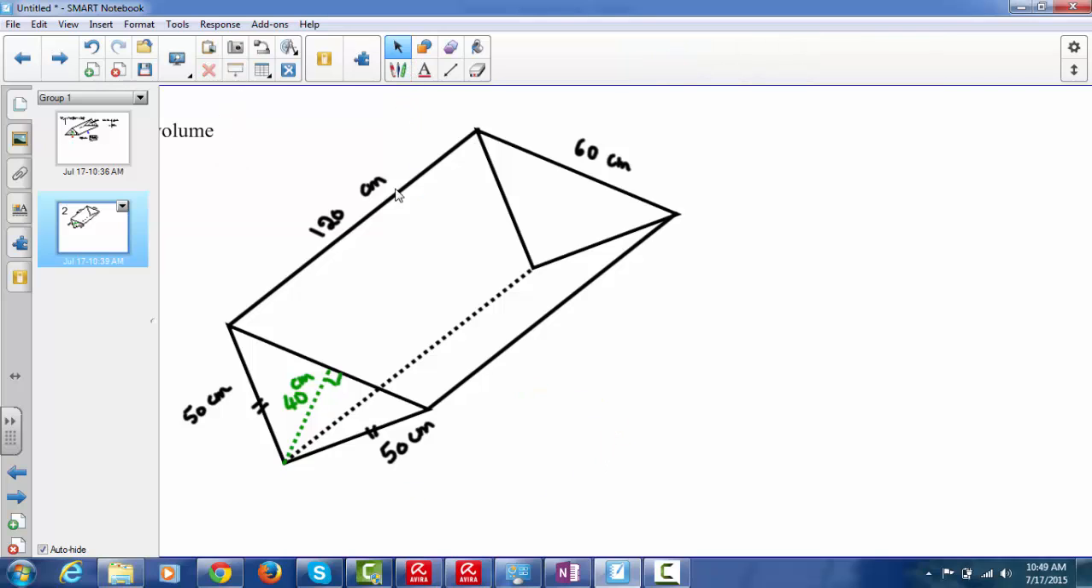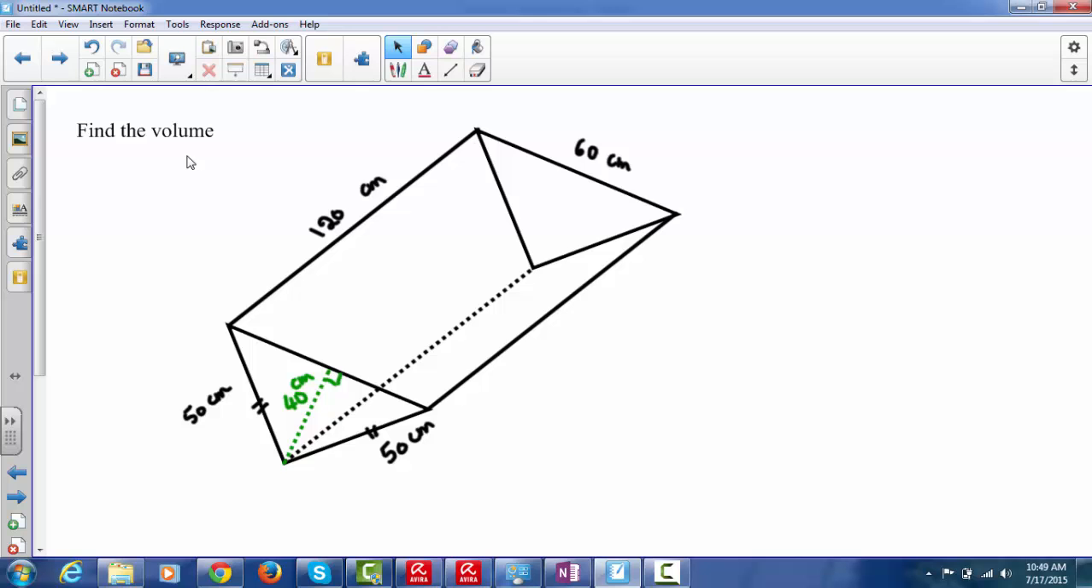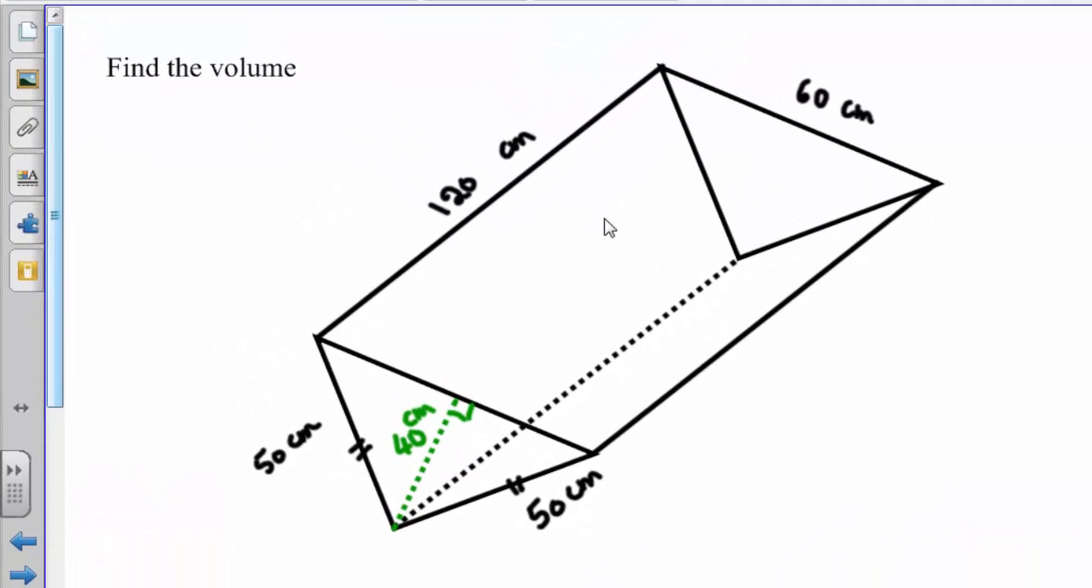So the question: find the volume of this prism. I have many dimensions. I have 120, I have 60, I have 50 and 50, and this sign to show that it's an isosceles triangle, and I have a perpendicular with 40 centimeter. Sometimes the teacher wants to check our knowledge. Which of these dimensions am I going to use?